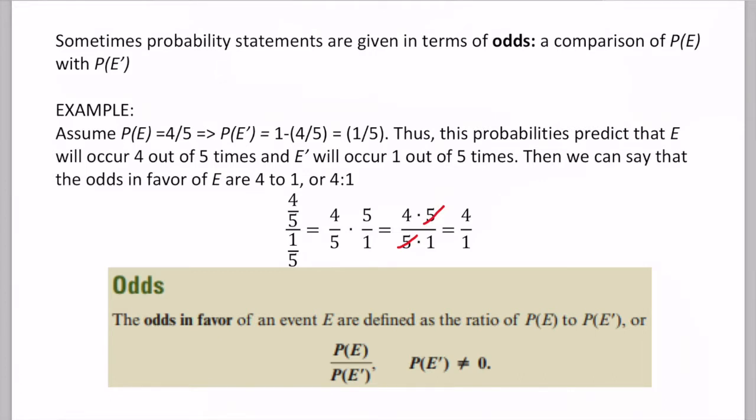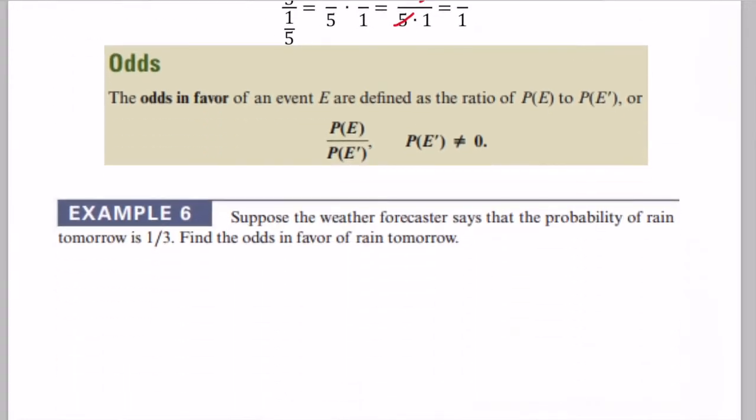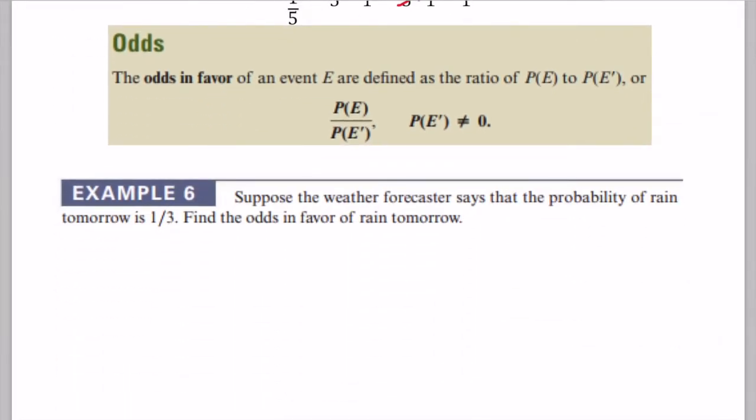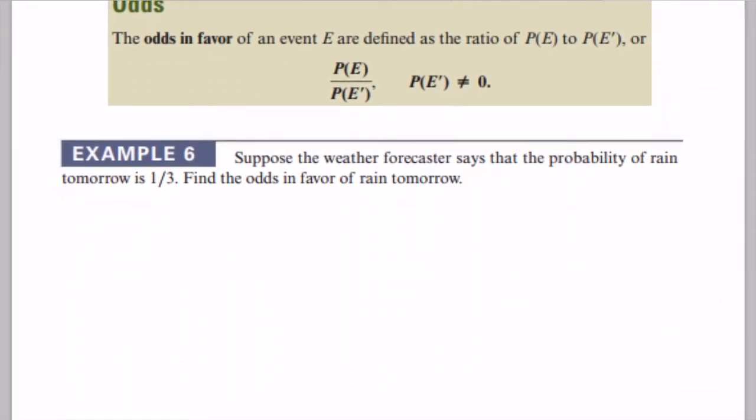Following the example from the theorem below, we do the math, and we have 4 over 1, 4 to 1. Okay? So suppose the weathercaster says that the probability of rain tomorrow is 1/3. Find the odds in favor of rain tomorrow.